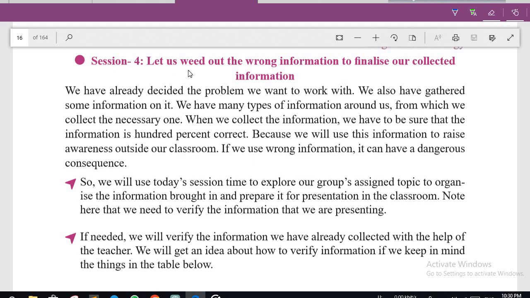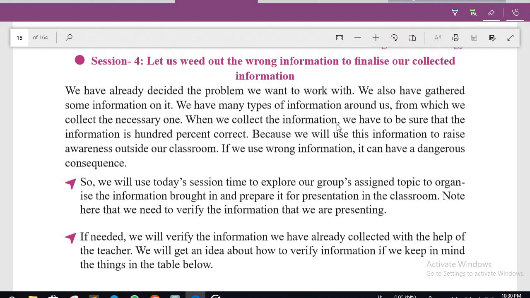Session 4. Let us weed out the wrong information to finalize our collected information. We have already decided the problem we want to work with. We also have gathered some information on it. We have many types of information around us, from which we collect the information.